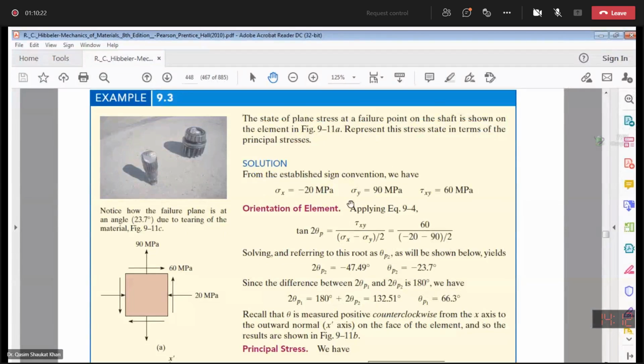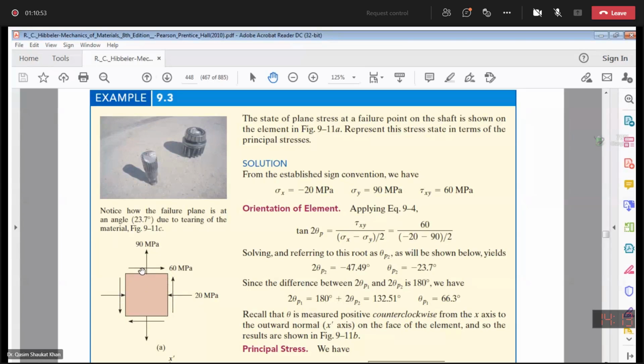Okay, so now we have the formulas for the computation of the orientation of principal planes, shear planes, and the computation of major principal stress, minor principal stress, and maximum in plane shear stress. So now we will do the numerical. The numerical is that the state of plane stress at a failure point on the shaft is shown. So this is the shaft and this is the plane stress element.